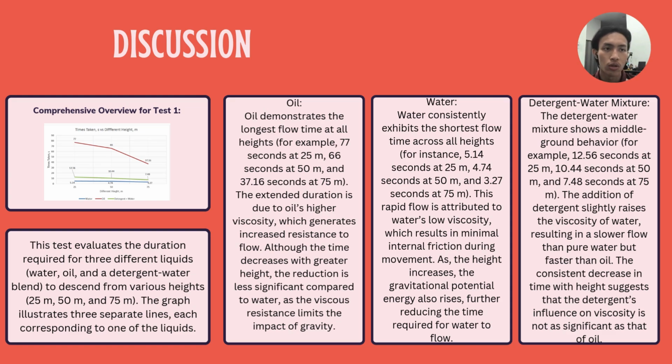Next one is the detergent water mixture. The detergent water mixture shows a middle ground behavior. For example, 12.56 seconds at 25, 10.44 at 50, 7.48 at 75. The addition of detergent slightly raises the viscosity of water, resulting in a slower flow than pure water but faster than oil. The consistent decrease in time with height suggests that the detergent influences the viscosity not as significantly as the oil.